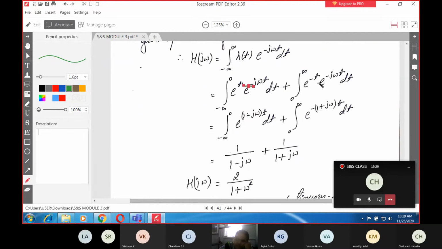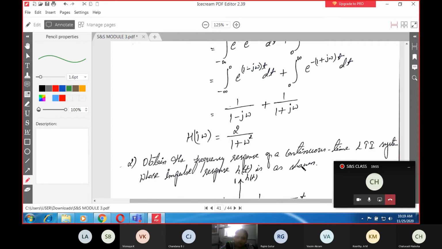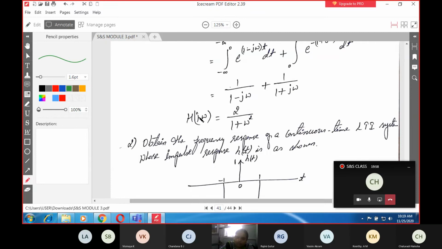Then adding the powers here, e power 1 minus j omega into t dt plus integral 0 to infinity e power minus 1 plus j omega t dt. That is going to be equal to, doing the integration and applying the limits, 1 divided by 1 minus j omega plus 1 divided by 1 plus j omega. That is, you will get H of j omega equal to 2 divided by 1 plus omega square. Take the LCM and do that. You can go with basic maths.